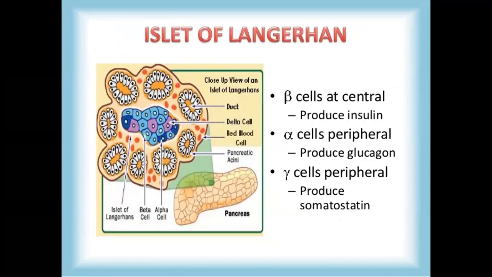So, what does the islet of Langerhans do? The islet of Langerhans has beta cells, alpha cells, and gamma cells. The beta cells are central and produce insulin. The alpha cells produce glucagon, and the gamma cells, peripheral, produce somatostatin.